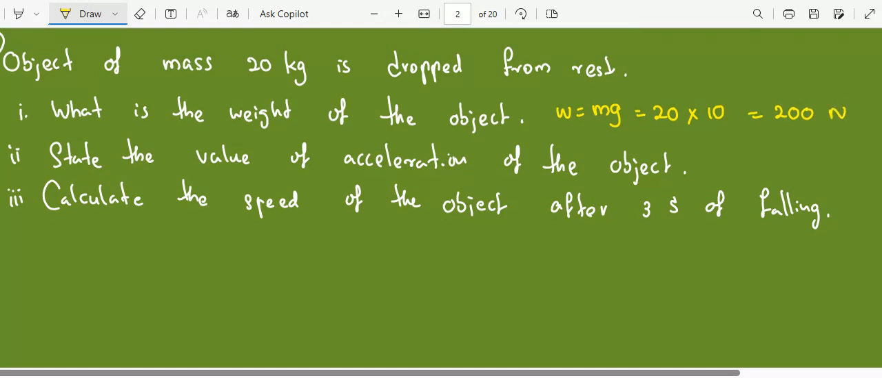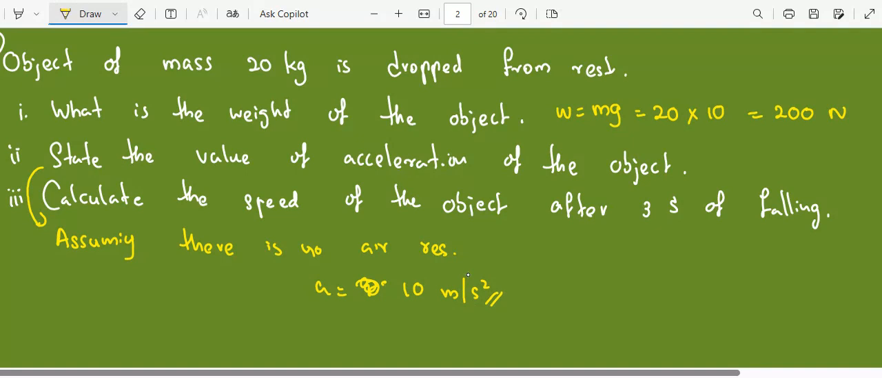State the value of the acceleration of the object. Now here, it's not mentioned whether we are considering air resistance or not, right? But since it's asking the value of the acceleration, we have to assume that there is no air resistance. Assuming there is no air resistance, then acceleration is 9.8, or even if you take it as 10 meters per second squared, that's okay.